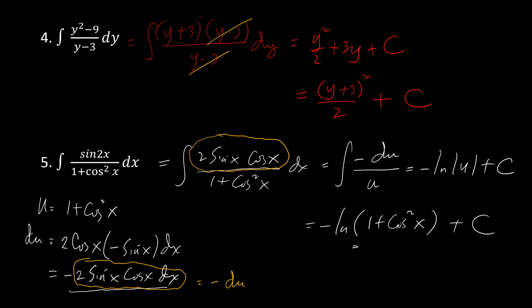There's no need of writing the absolute value because 1 plus cosine squared x is always greater than 0. We only impose the absolute value sign if the function inside is less than 0, or we are not sure whether f of x is greater than or less than 0. That is why we impose the absolute value sign. So in this case, it will simply be 1 plus cosine squared x without the absolute value because it is always positive.